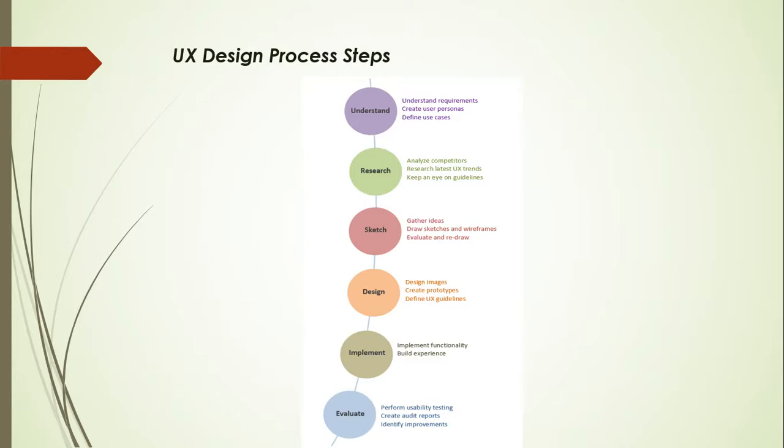So third one is analyze. We can call it sketch also. In this we need to gather the ideas, draw sketches and wireframes, evaluate and redraw. What are the customer points we need to gather? We need to think about goals, background, age, gender, and the behaviors of the users: spending habits, pain points, needs, what the user needs are. These kinds of ideas we need to gather in that sketch or analysis phase. That means we need to build the things.